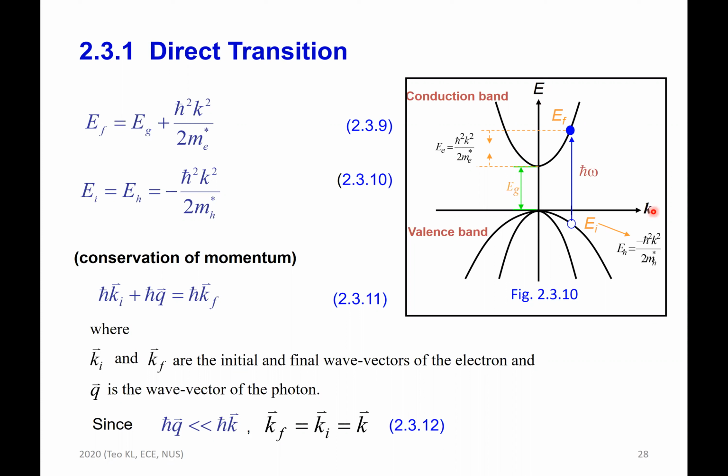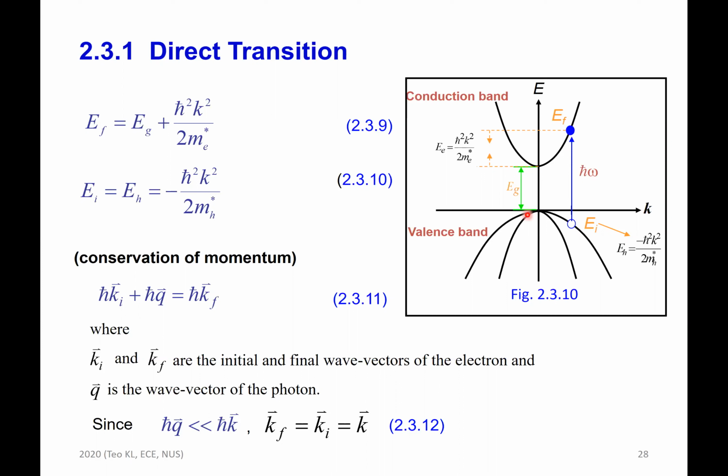From the top of the valence band to the bottom of the conduction band, we define this as the band gap energy. If we come in with a photon energy of h bar omega and excite the electron near the top of the valence band to near the bottom of the conduction band, you will leave a hole behind and the electron will stay near the bottom of the conduction band.